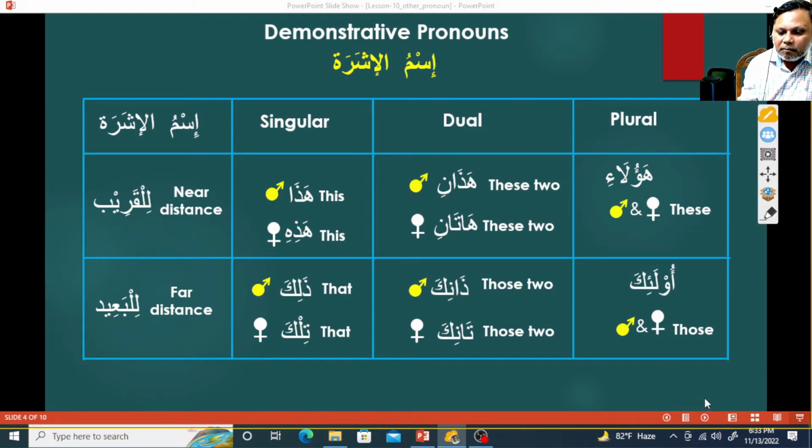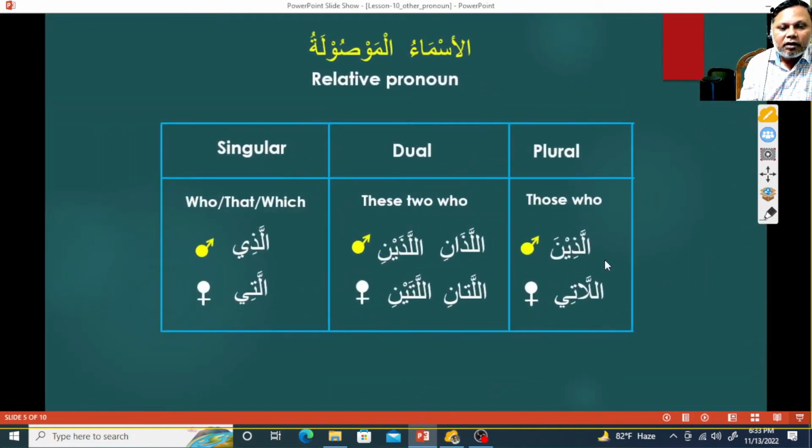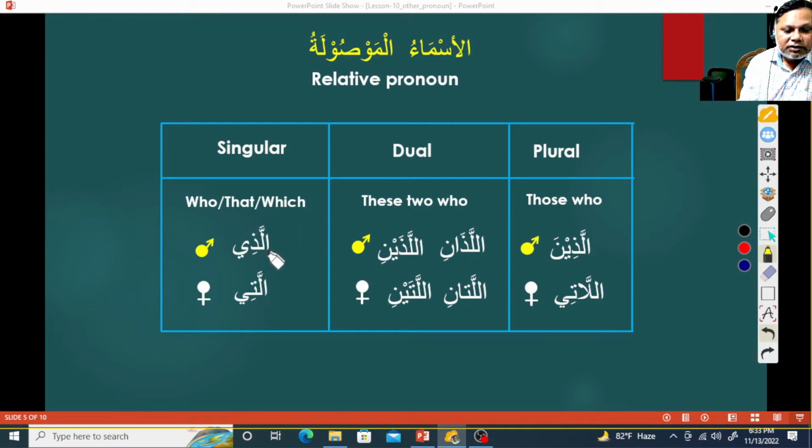So now we will go to our next pronouns, relative pronoun. Relative pronoun like who, that, and who is. So who, that, and who is all are meaning the same in Arabic. It is Allazi for male and Allati for female. And dual, similarly, you have to add ani, Allazani, and Allatani. We can also say Allazaini and Allataini. This is also.